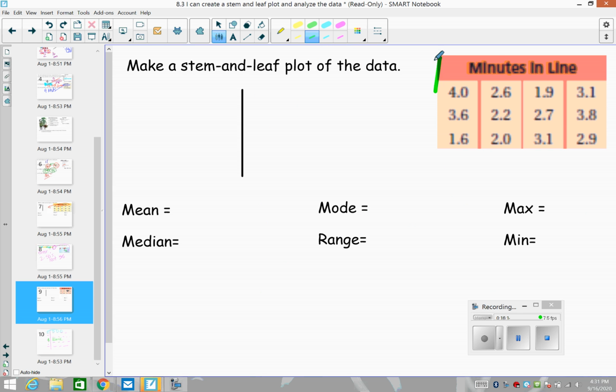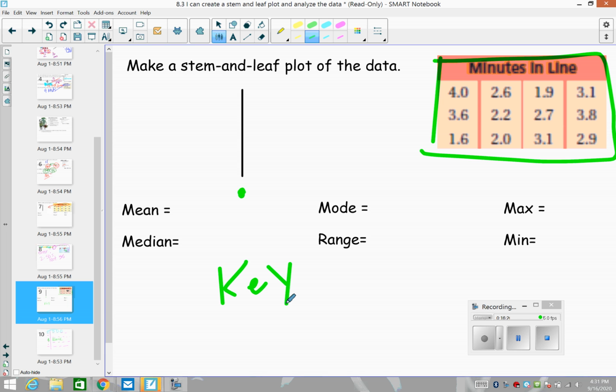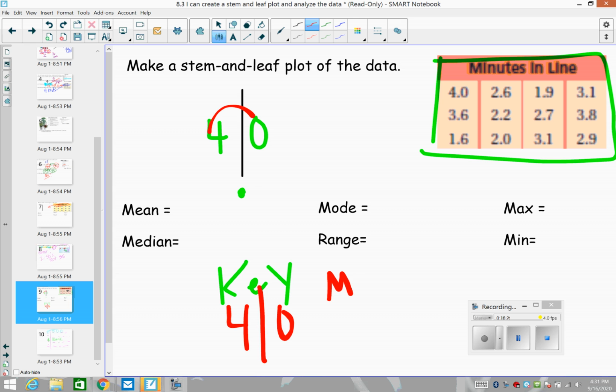Oh, one more thing. If it is decimals, you just put the decimal here, and when you make your key, you just model it that way. So for example, if I'm going to put 4.0 on there, let's just throw it on there. Make sure that you say that this means 4.0 when we jump that fence, right? When we jump that fence.